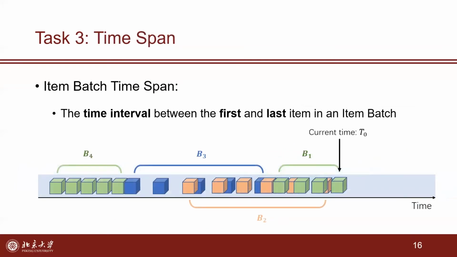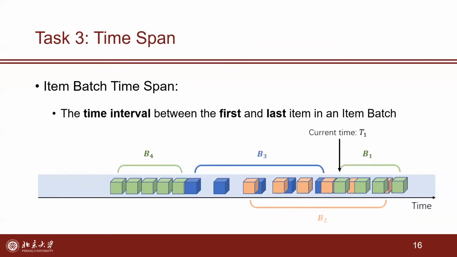The third task is item batch time span. It means the time interval between the first and last item in an item batch. For example, at current time T0, the first item of B1 arrives. And at current time T1, the last item of item batch B1 arrives. Thus, B1 has time span T1 minus T0.